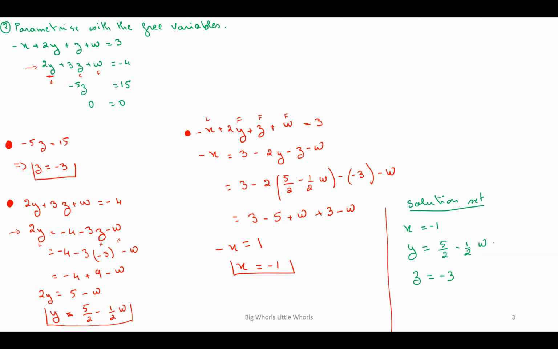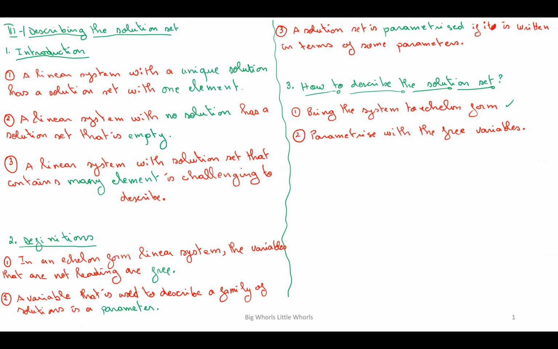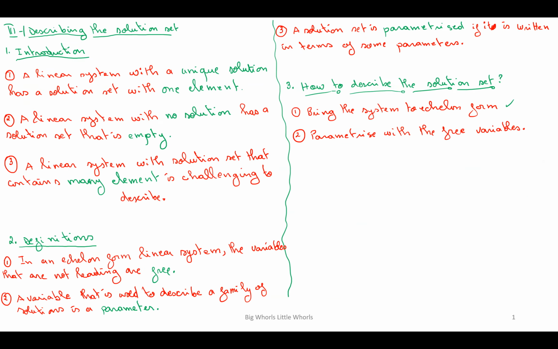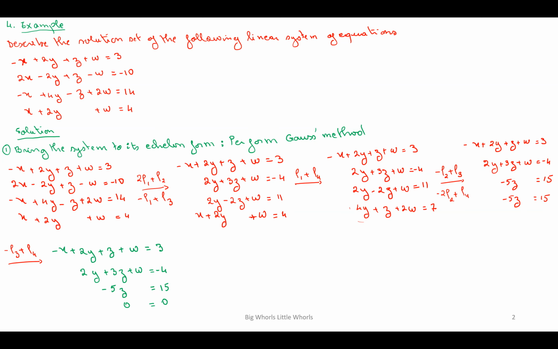Because of that w there, the solution set has infinitely many solutions, because w can take any value in R. I'm going to stop here for the tutorial, and just a quick reminder that our question was to describe the solution set of a linear system. From the lecture, to describe the solution set we have to go through 2 steps. First, bring the system to echelon form, and step number 2, parameterize it with the free variables. That's what we have done here.